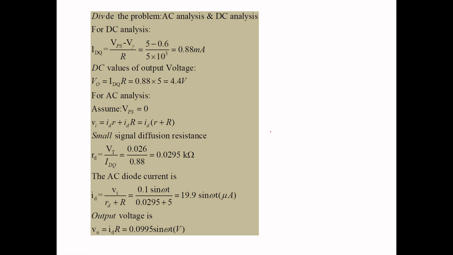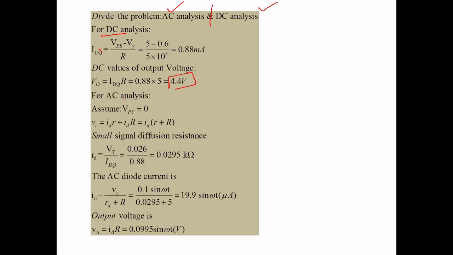First we can separate the problem into two aspects: one is the DC analysis and another is the AC analysis. In the DC analysis, you need to calculate the quiescent current IDQ, which you can find as the supply voltage minus the cut-in voltage divided by R. That is (5 minus 0.6) divided by 5 into 10 to the 3, which gives a current of 0.88 milliamps. Then the DC output voltage is IDQ times R, the obtained quiescent current and the resistance, so V0 equals 4.4 volts.